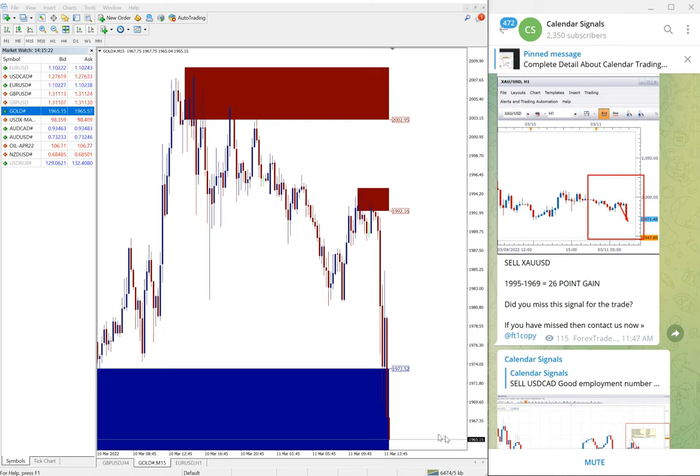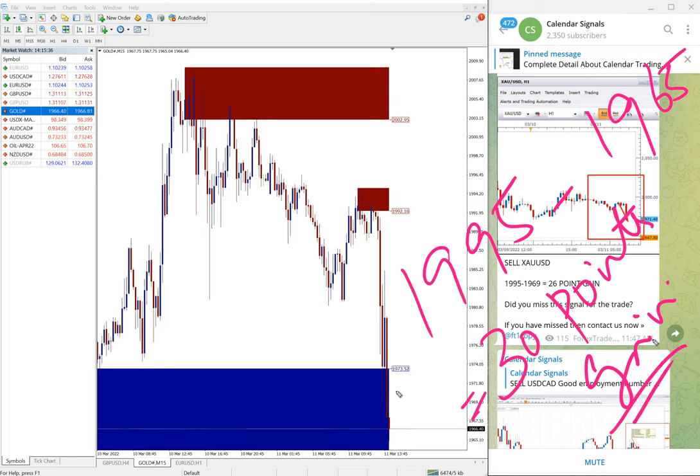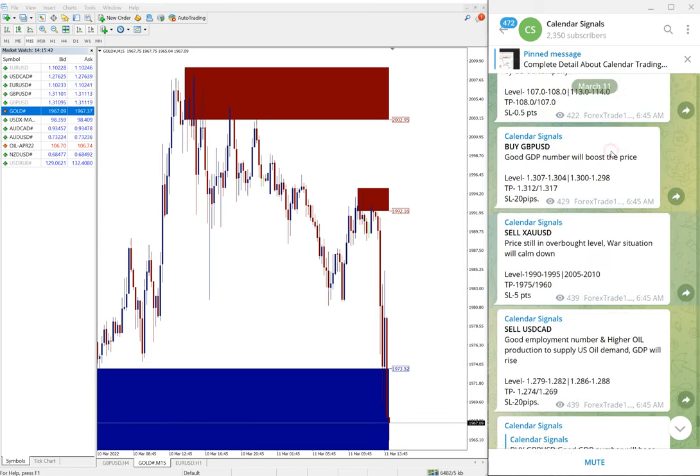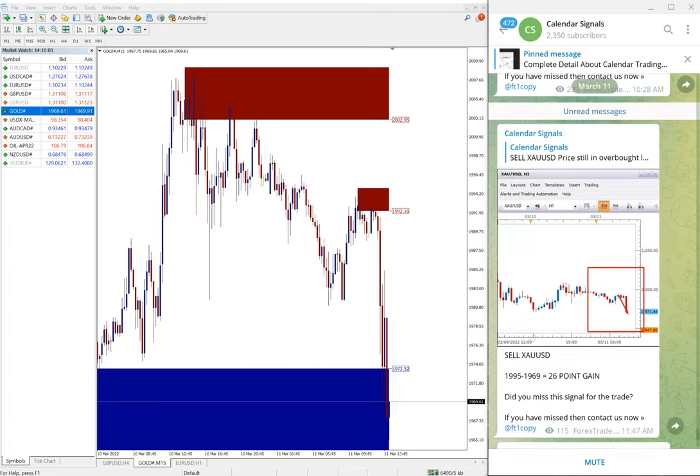Sorry, 30 points. 1965 means 30 points gain from 1995 to 1965, which is 30 points gain on gold, a very good performance, still making new lows. Those who followed our message would have made this huge profit of 30 points. You can see the first target 1975 already reached, and the second target, 1960, is about to reach, just 5 points away.